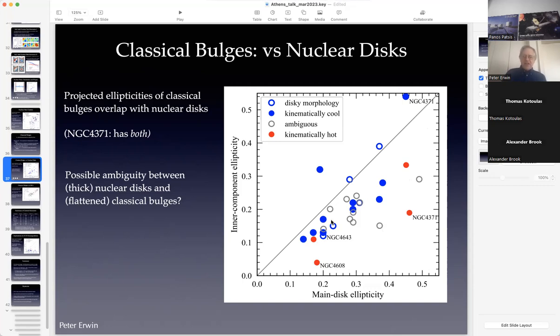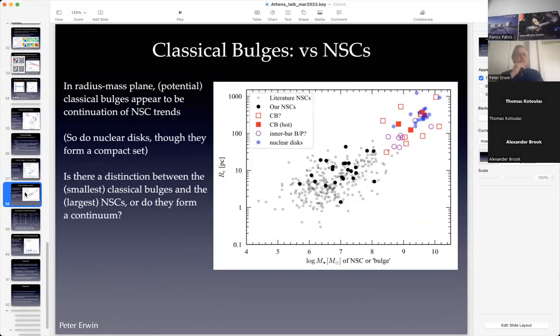And you'll notice they're clustering below, but they're overlapping with the nuclear disks. In fact, some of the classical bulges are overlapping with the nuclear disks. So there's something funny going on where nuclear disks and classical bulges seem to be overlapping in some sense. Maybe some of the nuclear disks are thick and kinematically warm, so to speak. There isn't really a clear separation that you might expect.